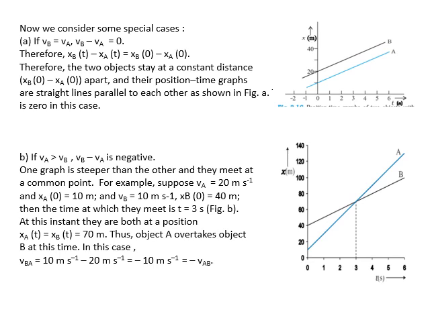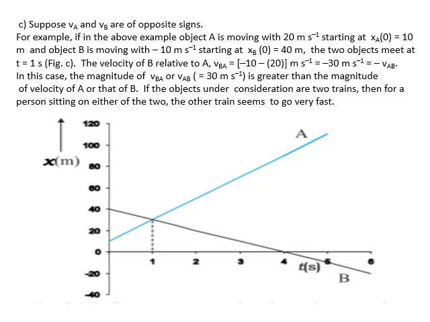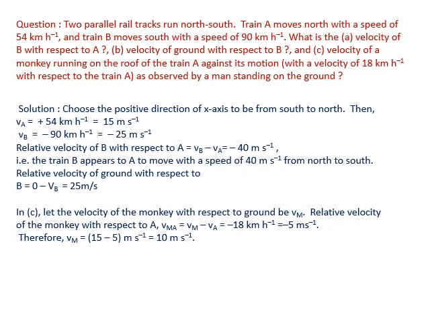In the second case, the slope of the position time graph of object A is more than that of B. That means VA is greater than VB, and hence VB minus VA will be negative. Now in the graph, a situation is shown where the two objects have velocities in different directions, and the velocity of one object with respect to another is 30 meter per second. Just like the situation for a person sitting on either of the two trains, and the other train seems to go very fast. Now let's understand a numerical problem based on the same topic, relative velocity.